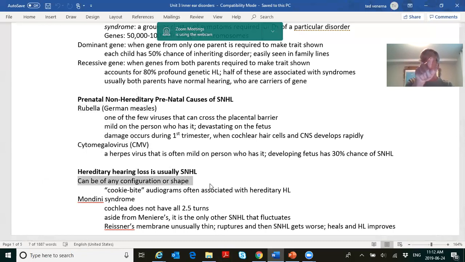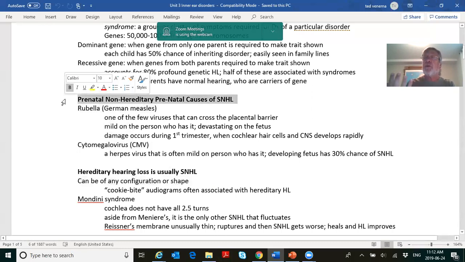Good hearing in the lows, worse in the mids, and better in the highs again. Could be, doesn't have to be. The shape of hereditary hearing loss can be any shape around. Okay, so we're kind of back to hereditary again, but you can have hereditary, non-hereditary pre-birth causes. You can have hereditary pre-birth causes. Look at Mondini syndrome. Mondini syndrome means that the cochlea doesn't have all 2.5 turns.